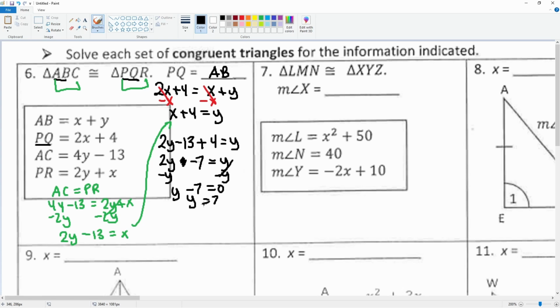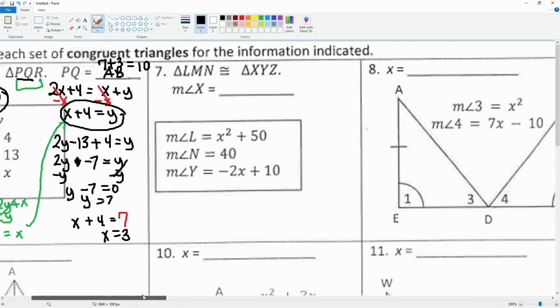Is there any way I can get x? Oh yeah, I can, right here. I have x plus 4 equals y, but y is technically equal to 7. So I have x is equal to 3. So here PQ equals AB, which is just x plus y. So that is going to be 7 plus 3, which is equal to 10. I don't have a lot of room, but PQ is equal to 10.